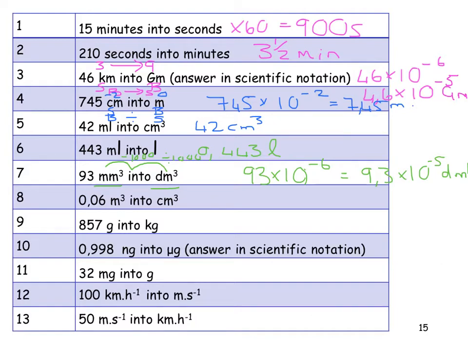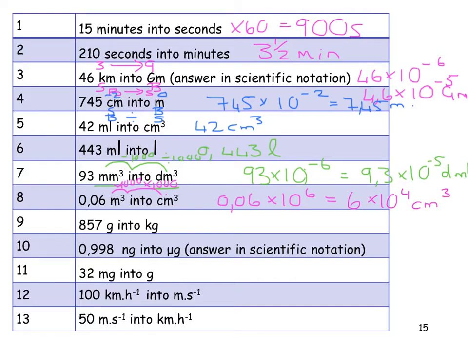And meters cubed to centimeters cubed, I'm on 2 hops again of timesing by 1,000 this time, because I'm going from a big unit to a small unit, so I'll go from a small number to a big number. So I go 0,06 times by 10 to the power of 6, and that'll turn out to be 6 times 10 to the power of 4 centimeters cubed.